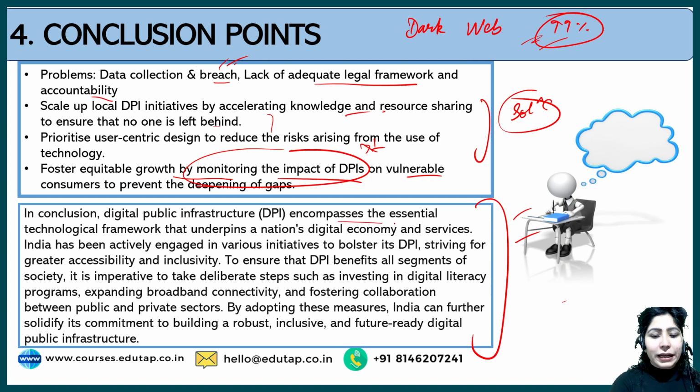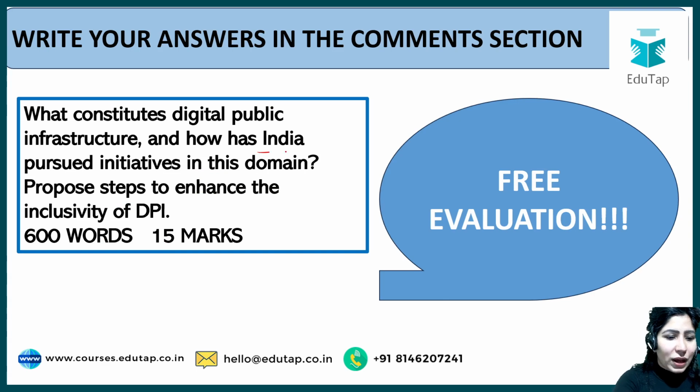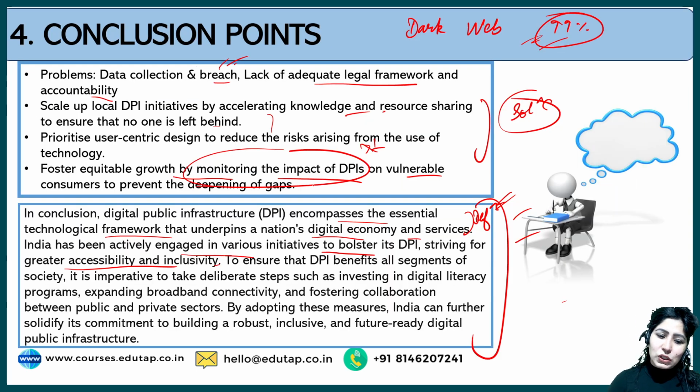In conclusion, DPI encompasses the essential technological framework that underpins a nation's digital economy and services. This is generally the definition of DPI, or a summary of DPIs. India has been actively engaged in various initiatives to bolster its DPI, striving for greater accessibility and inclusivity. So this is the first body part of your answer. We are just paraphrasing it. Yes, they asked us in the question how India has pursued initiatives in this domain. So you're saying, to summarize, that India has pursued a lot of initiatives in this domain. That is what it means.